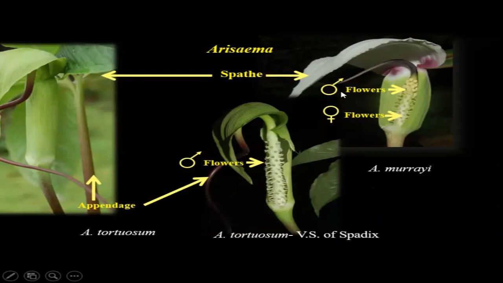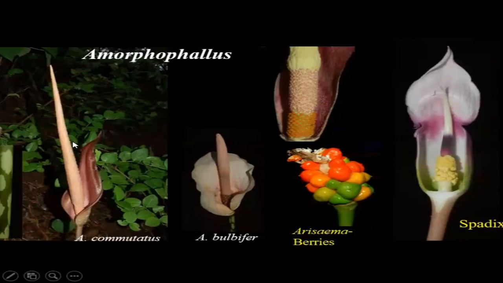Okay, I told you that this is a spathe. At the bottom we get female flowers. At the tip somewhere there are male flowers. Once the insects get attracted because of a fetid smell by this particular appendage, the insects get attracted.